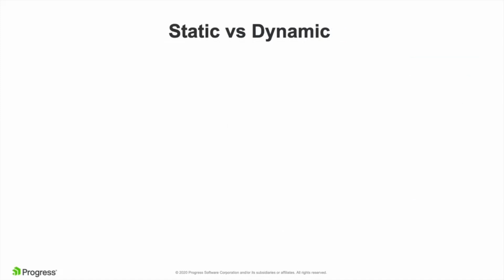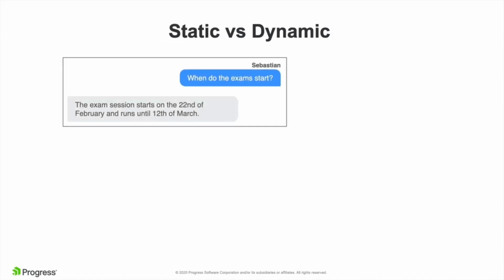We can also have a look at static versus dynamic conversations, in which a static conversation is one where we can hard code the answer to the chatbot. So the chatbot doesn't have to look up any systems to provide this answer. So when we ask, when do the exams start? The chatbot can have already a predefined answer for that and say, yeah, well, the exams run between 22nd of February until 12th of March.